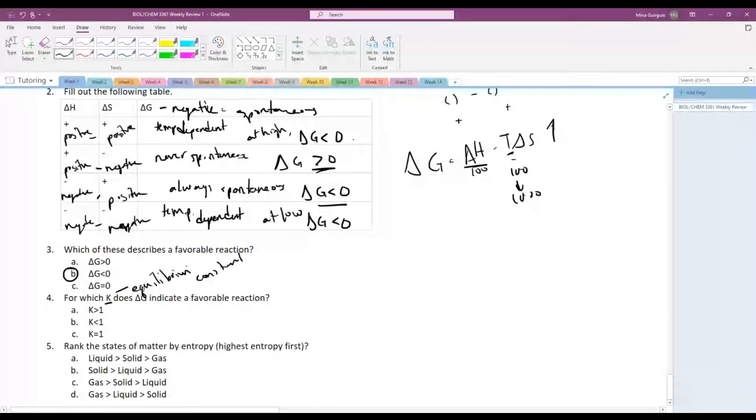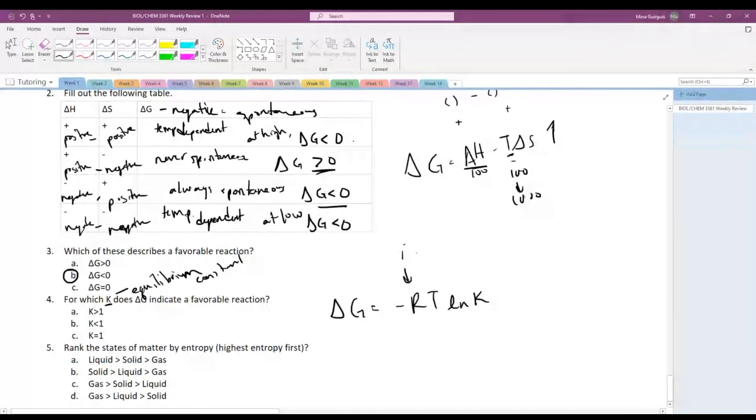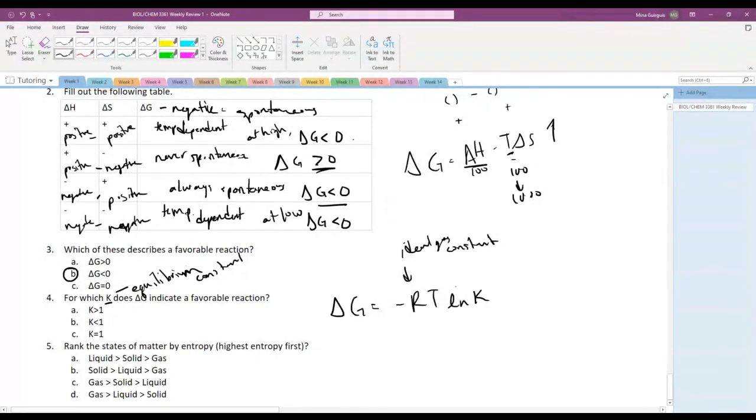And just a reminder of the formula from Gen Chem 2, delta G is equal to negative RT times the natural log of K. R being the ideal gas constant, T is temperature, which is in Kelvin, and then the natural log of K, which is the equilibrium constant.